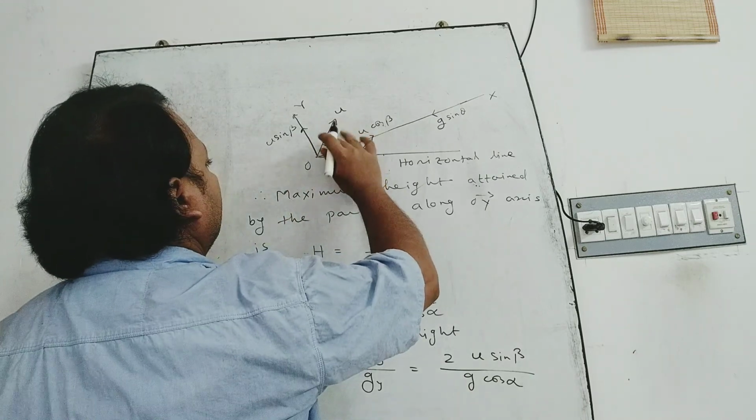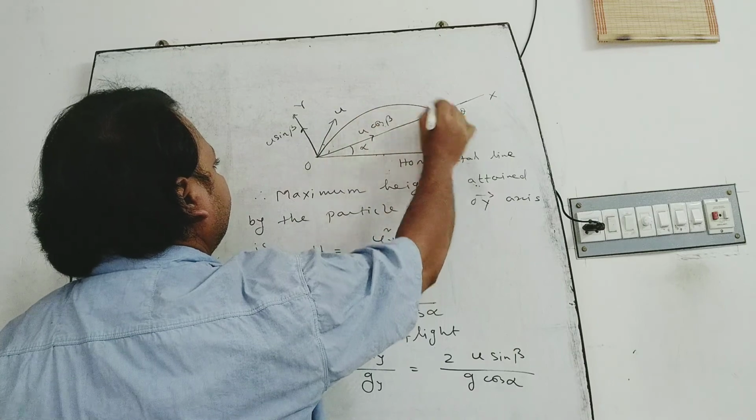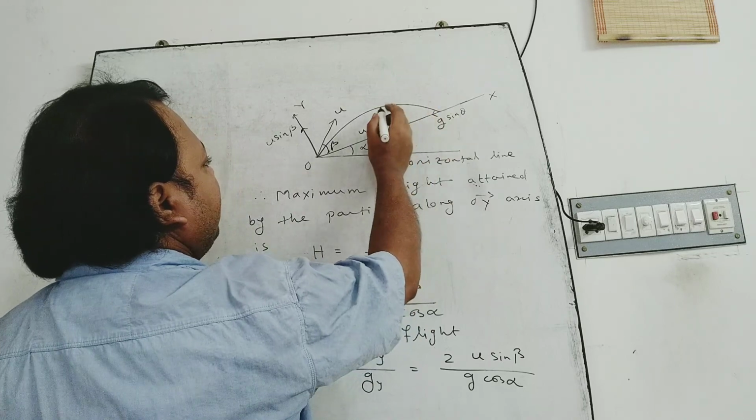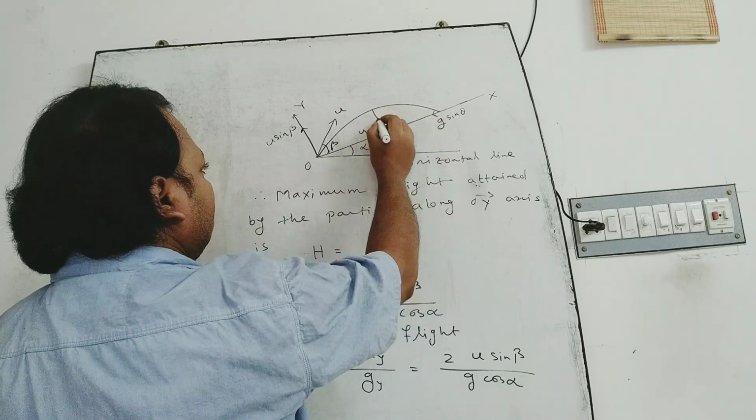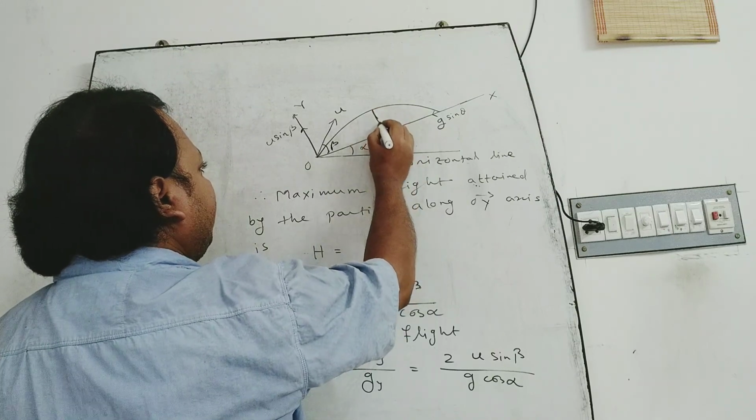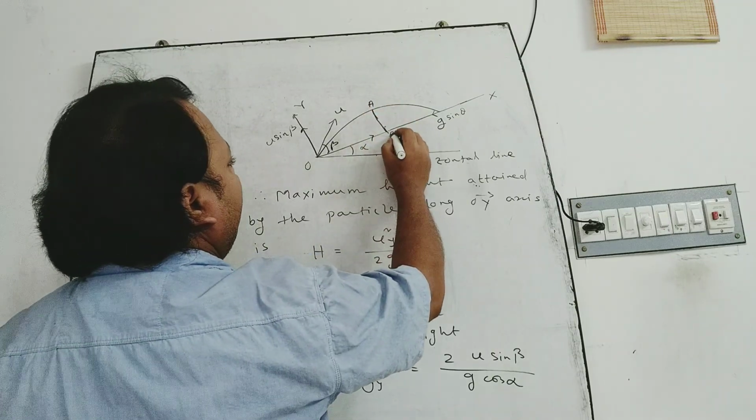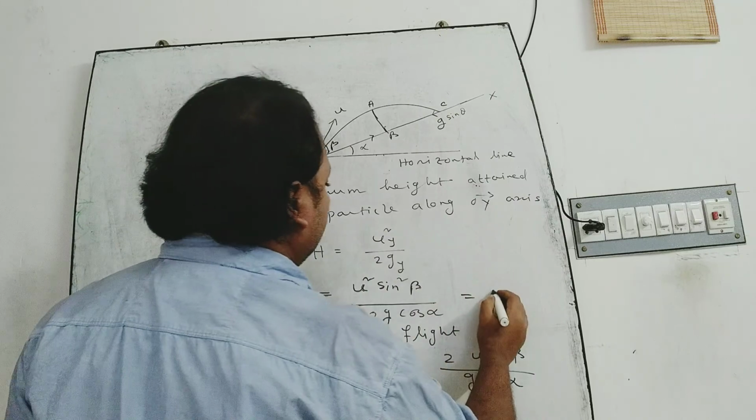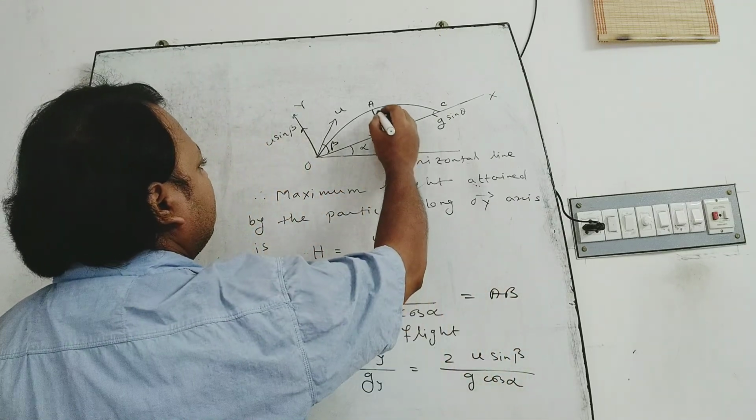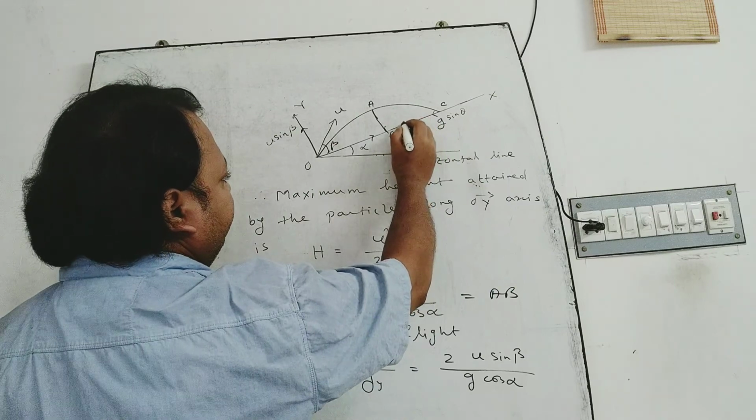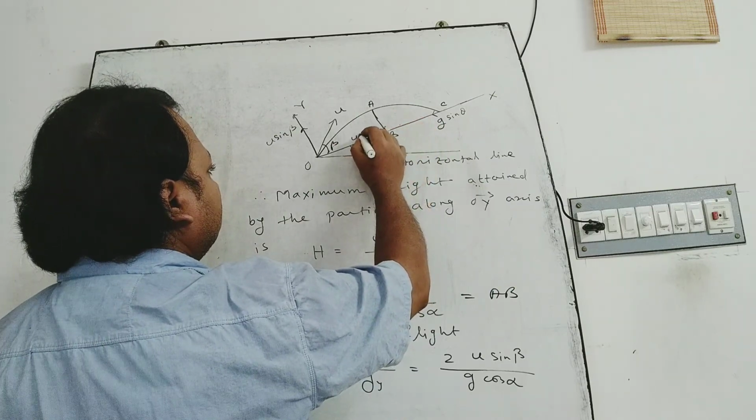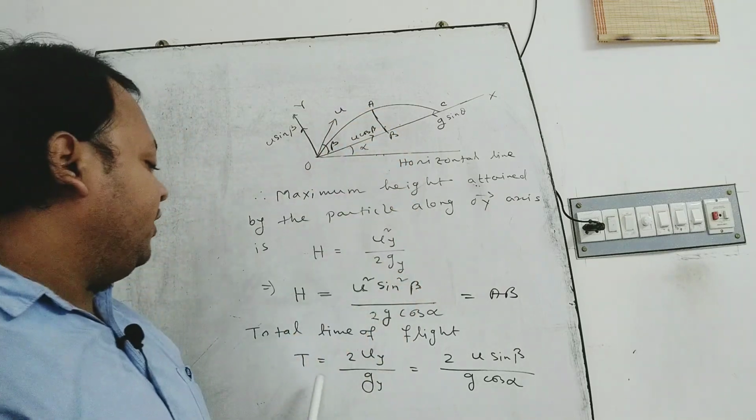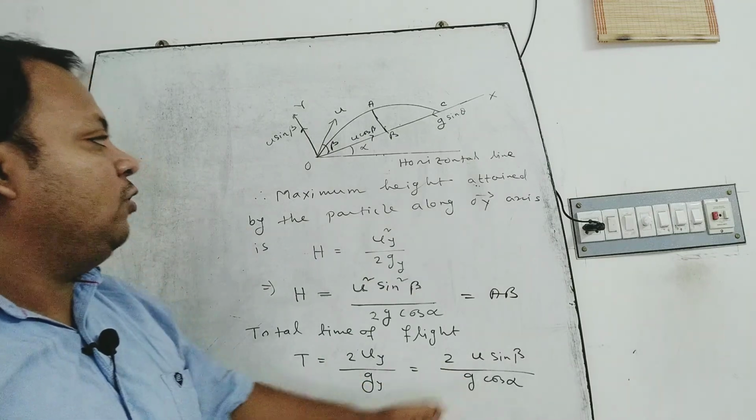Here this is the path of the particle, and here the maximum height attained by the particle is AB, and OC is the range of the particle. That is, capital H is equal to AB, the maximum height attained by the particle. And the total time of flight capital T is equal to 2u sin beta by g cos alpha.